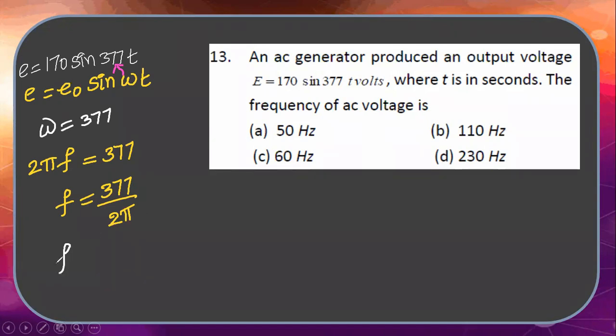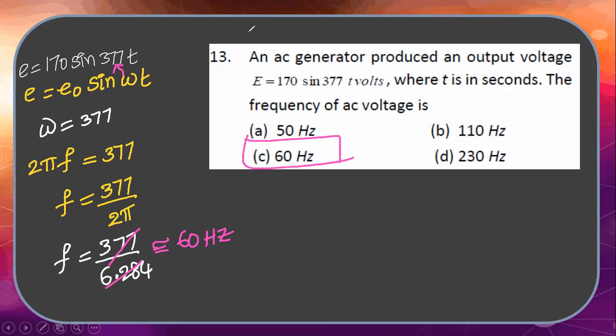So f is equal to 377 divided by 2 pi, which is 6.284. This will get cancelled nearly 60 times. So 60 Hz is correct.